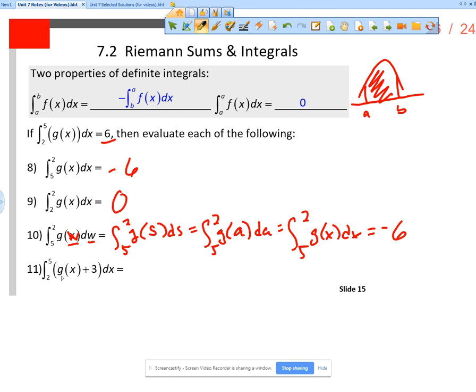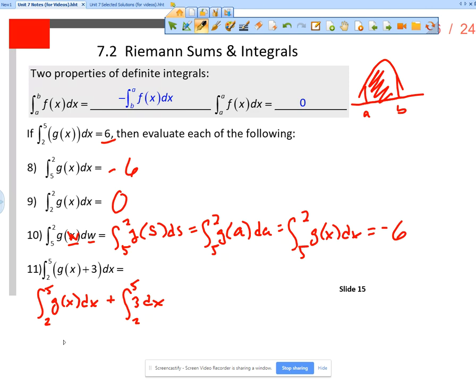Why? Well, because remember, you're told that the integral from 2 to 5 of g of x is 6, but only the integral of g of x. This is g of x plus 3. So how do I deal with that? Well, we know that the integral of two things added together is the integral of g of x with respect to x plus the integral of 3 with respect to x. We would have done that for an indefinite integral, so it works exactly the same for a definite integral. So the integral from 2 to 5 of g of x dx plus the integral from 2 to 5 of 3 dx. Now, the first one, well, that's what we were given.